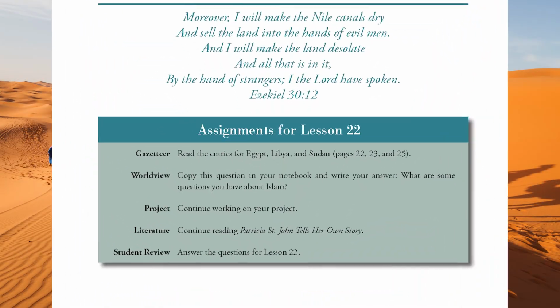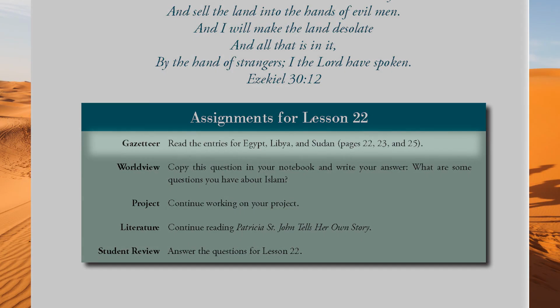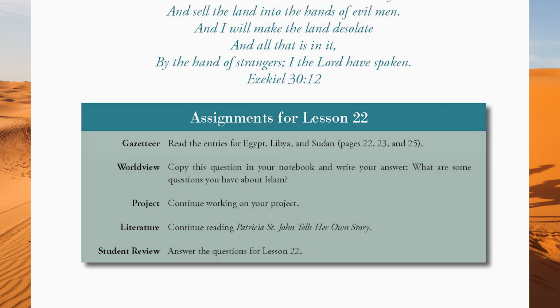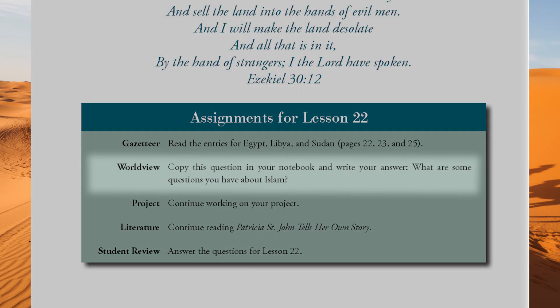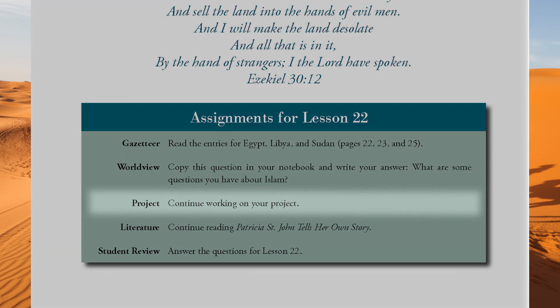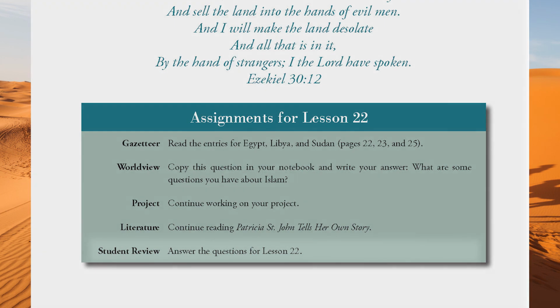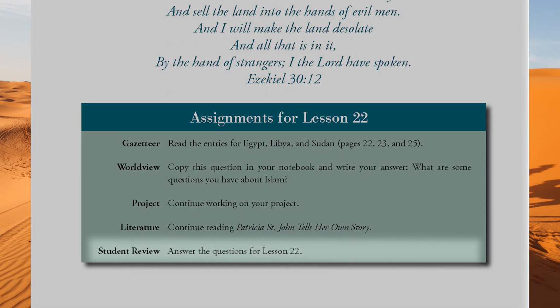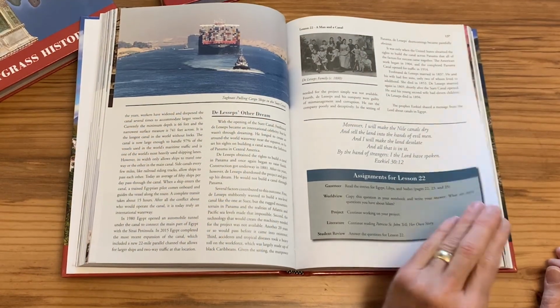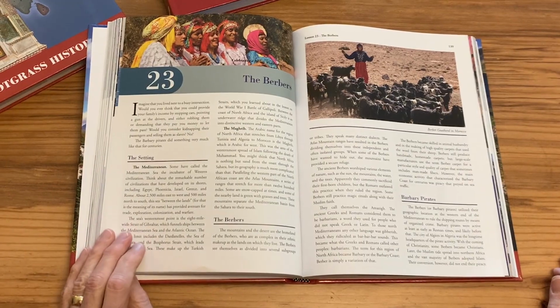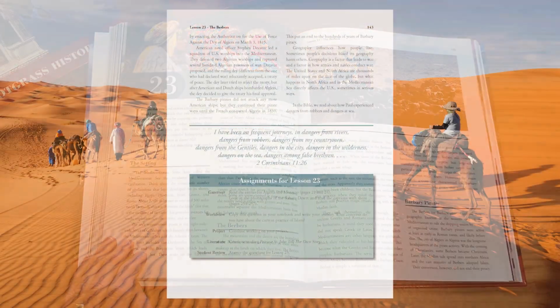The assignments at the end of this lesson include maps of North African countries in the Gazetteer, a worldview question, reminders about the project and the literature, and an assignment to answer the lesson review questions in the student review book. Many lessons highlight cultural geography by focusing on an ethnic group in a given place. Lesson 23 is about the Berber group of North Africa.